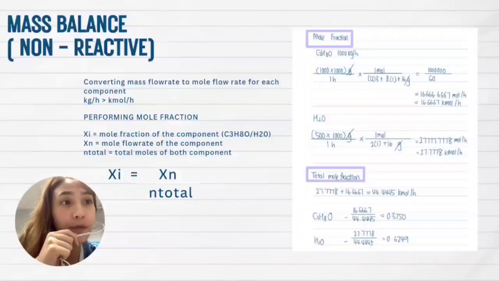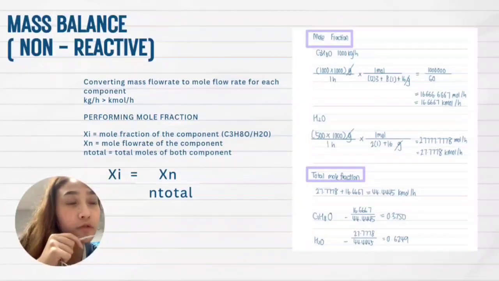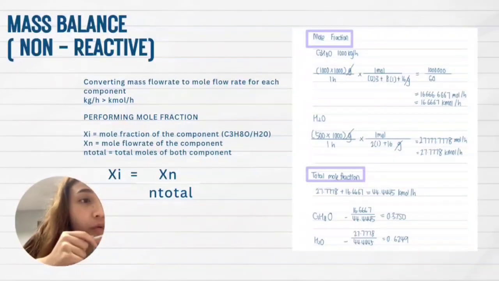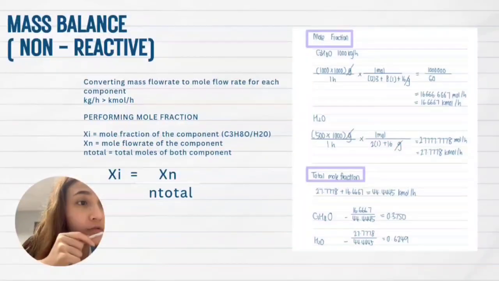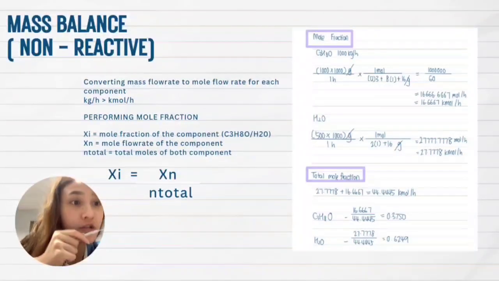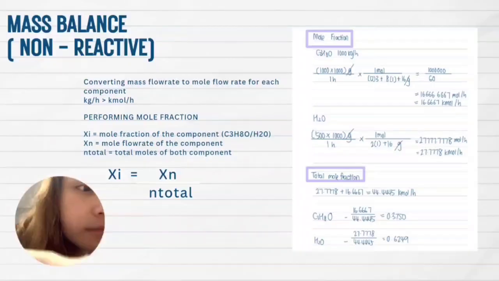In this slide, we will be performing mole fraction and also total mole flow for the non-reactive system by using the formula above, which is the mole fraction formula. Then we will get isopropanol as 16.6667 kilomole per hour, and for our water it is 27.7778 kilomole per hour. And the fractions below are the mole fraction for each compound.